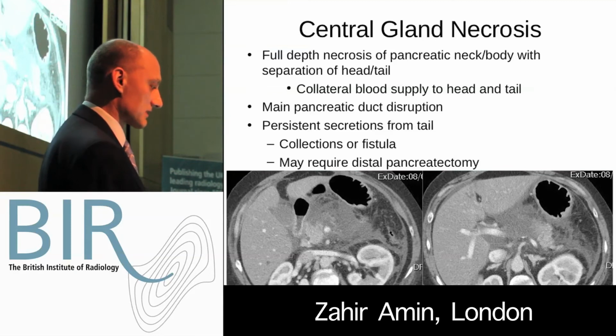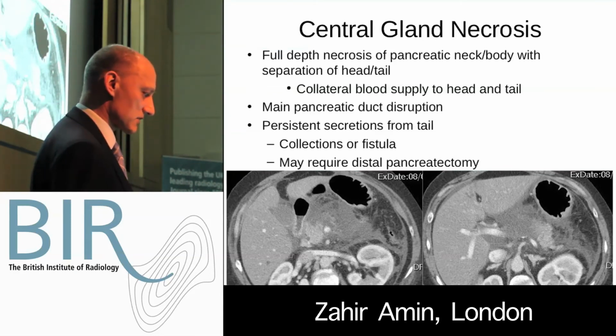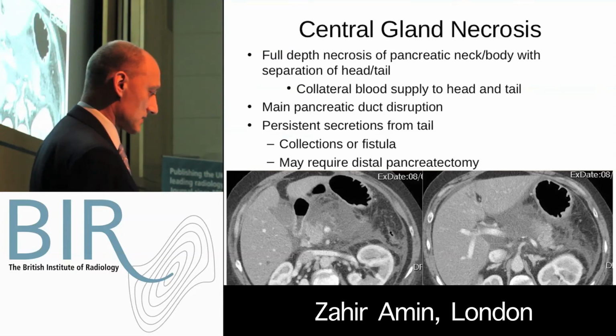Often the main pancreatic duct is disrupted in the midline, and the sequelae of this could be persistent secretion from the tail, resulting in a persistent collection or fistula of the pancreatic duct. And that may require a distal pancreatectomy if there's a persistent fistula.